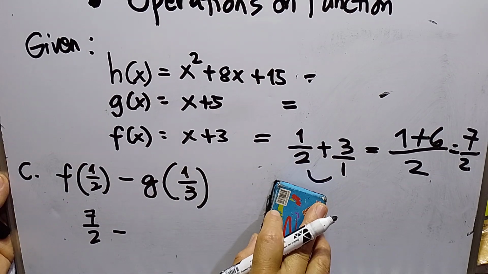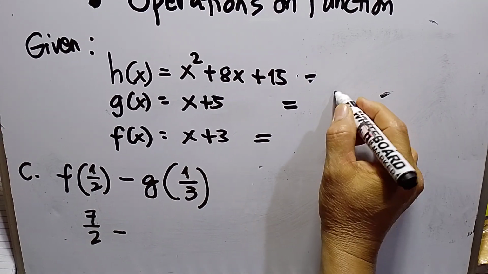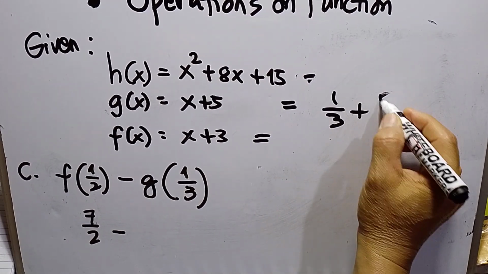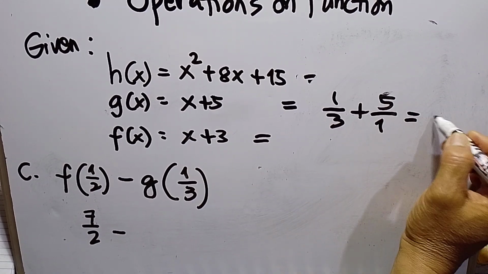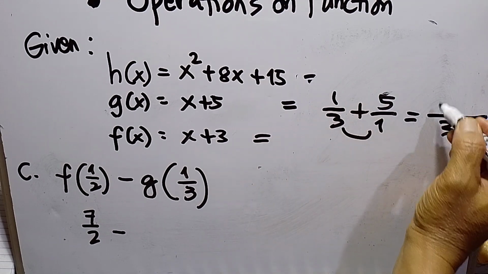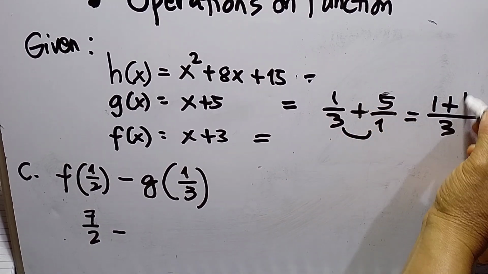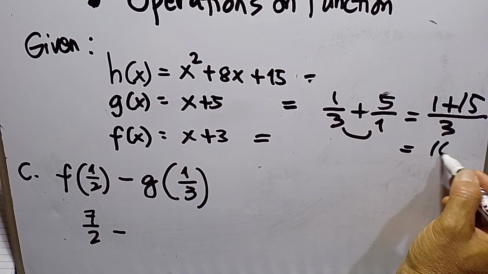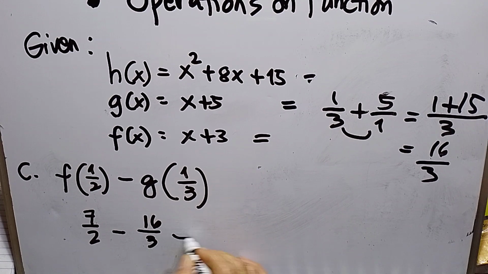So this will be 7 over 2 minus g of x when x is 1/3, sorry, 1/3 plus 5. Since I don't have a denominator, I will put 1. And then the LCD will be 3. 3 divided by 3 is 1 times 1 is 1, plus 3 divided by 1 is 3 times 5 is 15. So I've got 16 over 3.